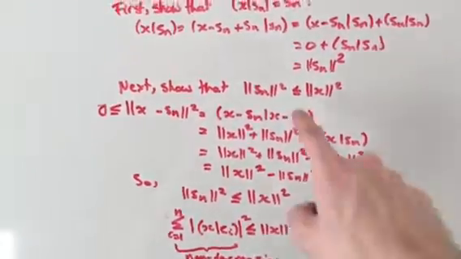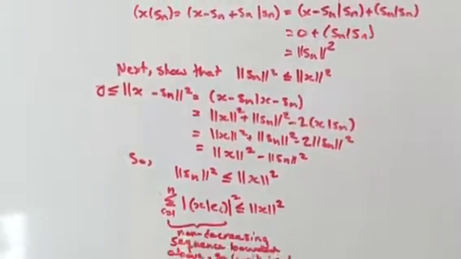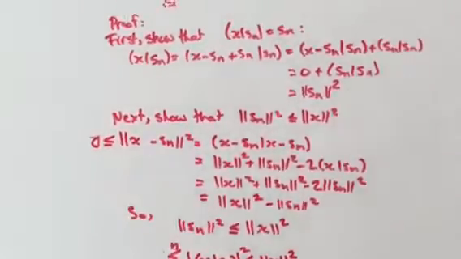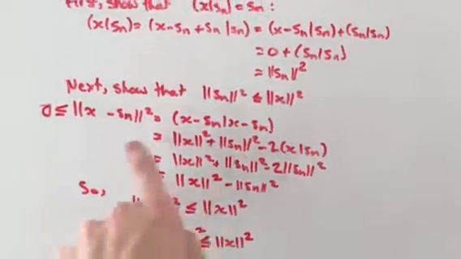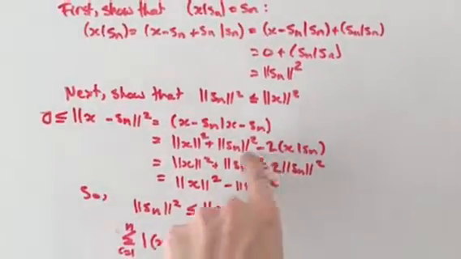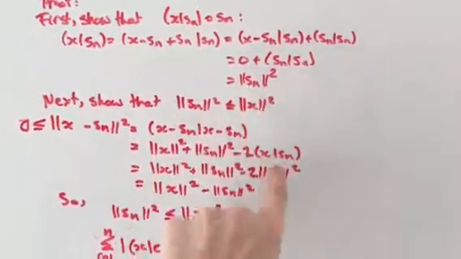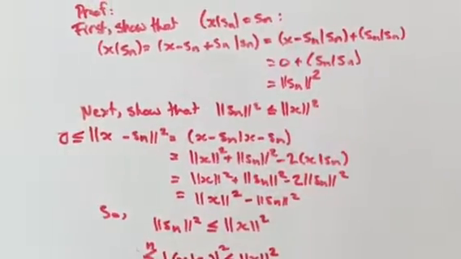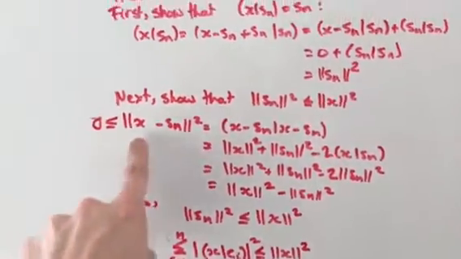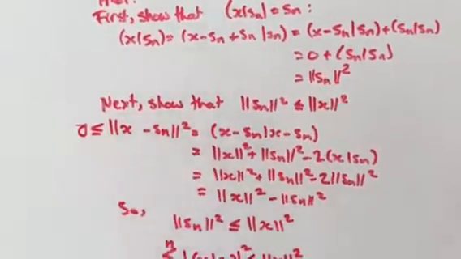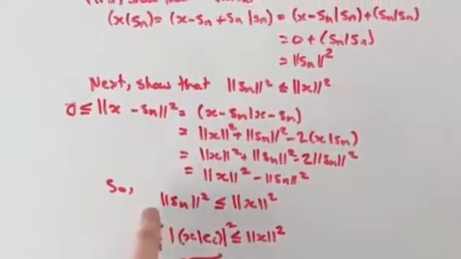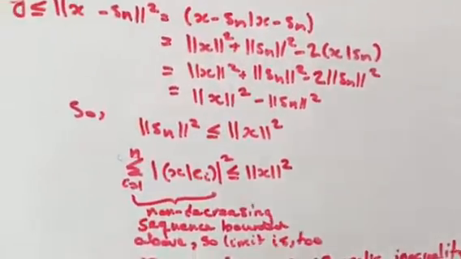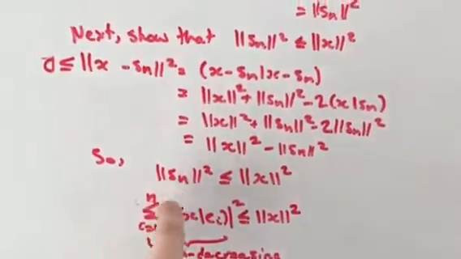Next we want to show that the squared norm of S sub n is less than or equal to the squared norm of x. We do that by taking x minus S sub n and writing that out, doing the algebra, and we're left with this term, which we just showed is equal to the squared norm of S sub n. Again we do the algebra, and because we are dealing with a norm, it has to be greater than or equal to 0, and we can rearrange and we end up getting the result we wanted.